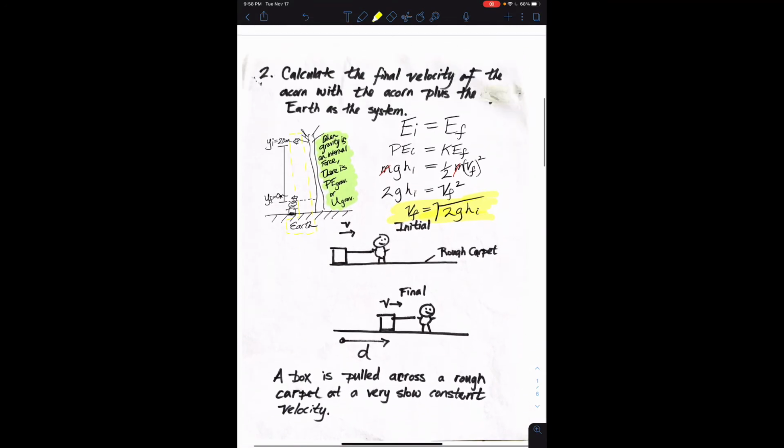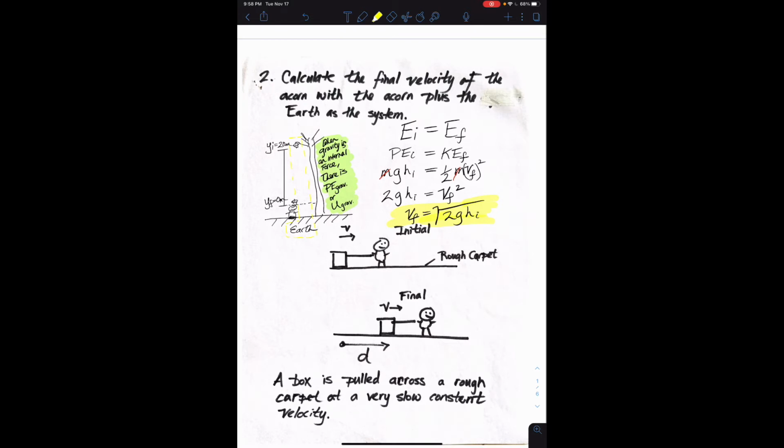So one thing I want to point out before we move on: the acorn doesn't care what you call the system.